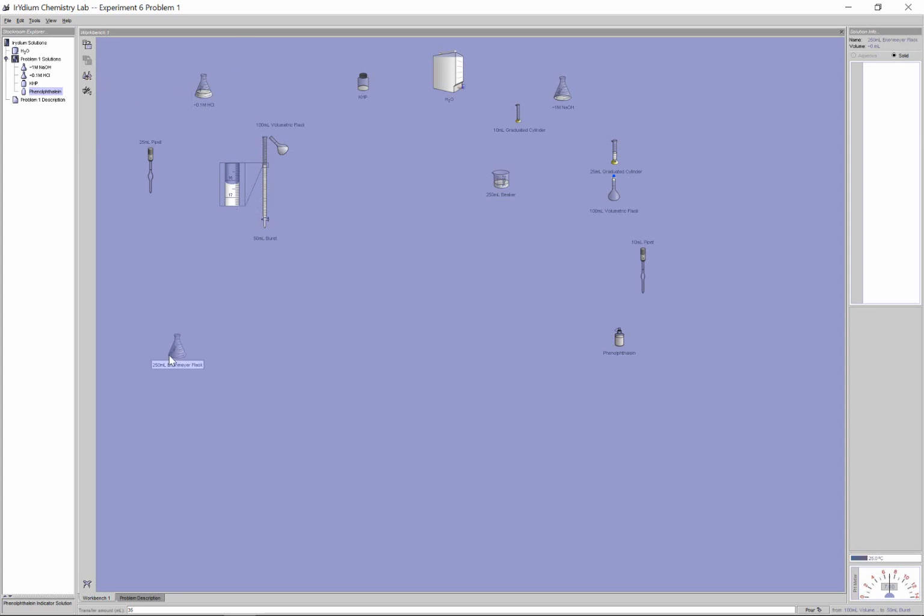Again, because it's the magic of a virtual lab, you can even Control-C, Control-V, like copy and paste. And there we go. We just grabbed a couple of clean Erlenmeyers. This time I'm going to take my unknown HCl. I know it's about 0.1, but I don't know the precision. I'm going to drag my straw, which is our pipette, over top of the 0.1 mole HCl.